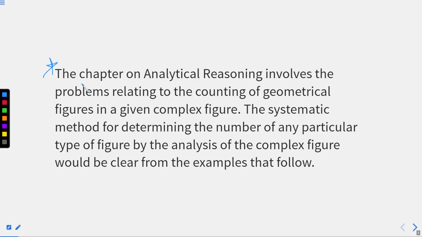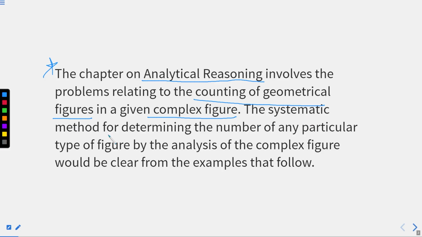So I am directly starting with the instruction part here. This chapter is on analytical reasoning. What is analytical reasoning? It involves problems related to the counting of geometrical figures, which we did recently in the previous example. In a given complex figure, what is a complex figure? A simple figure in which multiple partitions are there. Once you are able to solve these partitions, count the number of figures as per the instructions given in the question and answer the question.